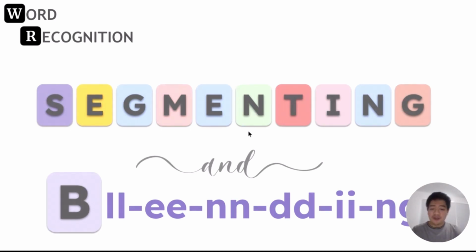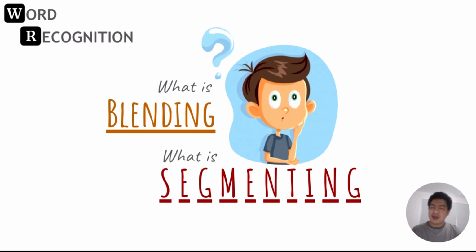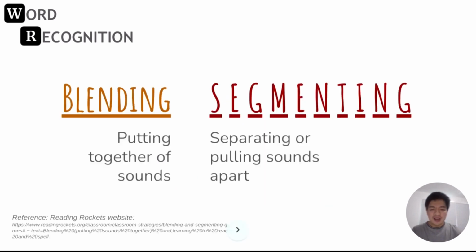For the word recognition, here are the first two strategies: segmenting and blending. It is fundamental for an individual to learn the blending and the segmenting of sounds. This is a skill that is essential in order for them to read and spell words as they break down spoken words into individual sounds. What is blending and what is segmenting? According to Reading Rockets, blending is the putting together of sounds, while segmenting is separating these sounds apart.